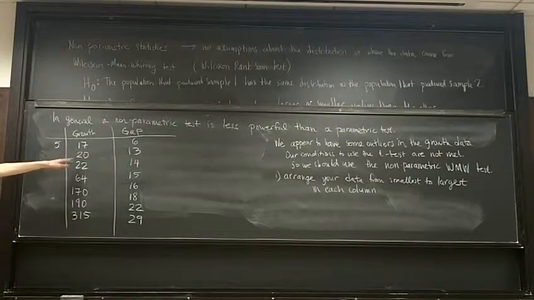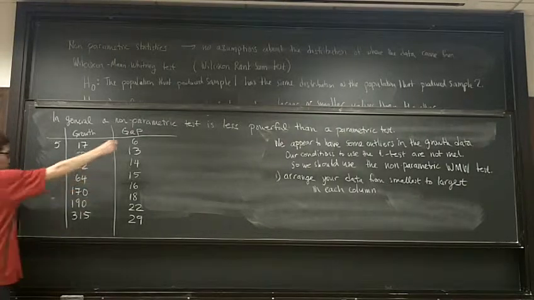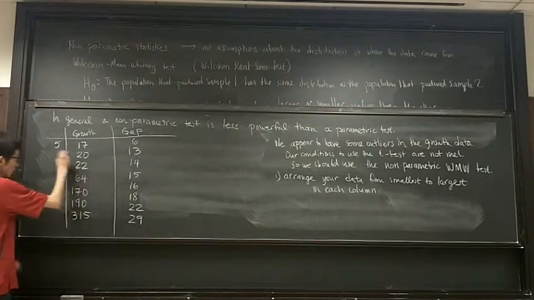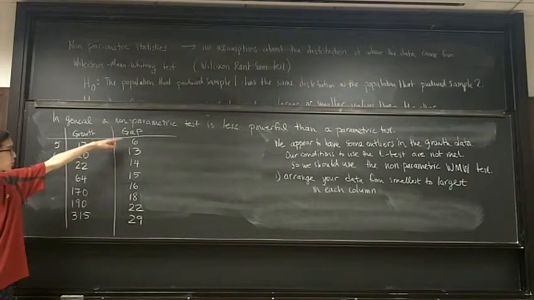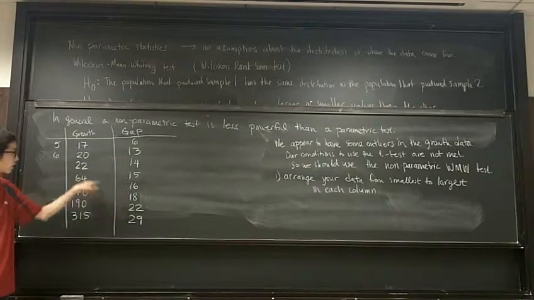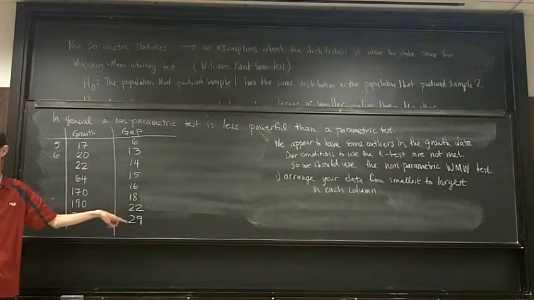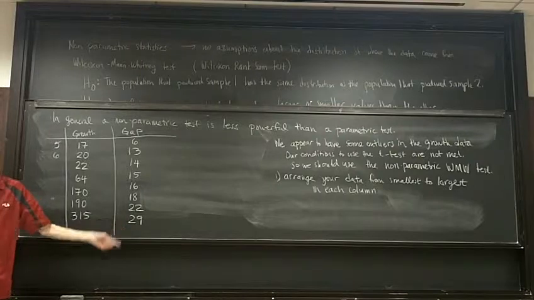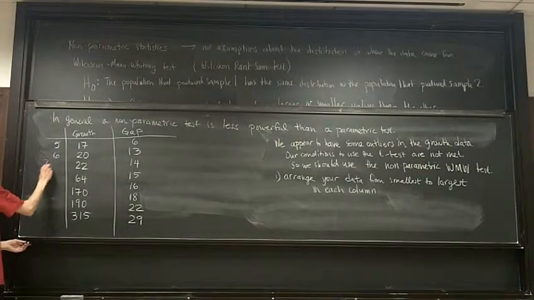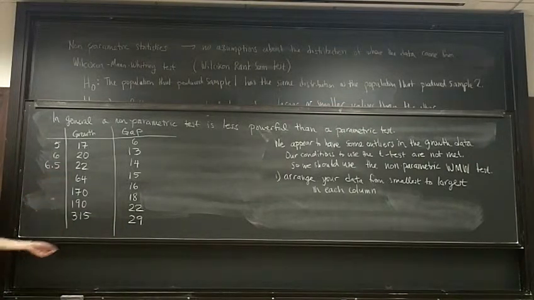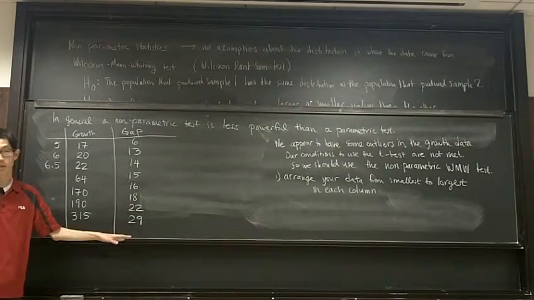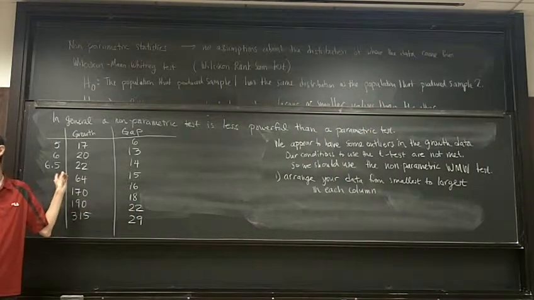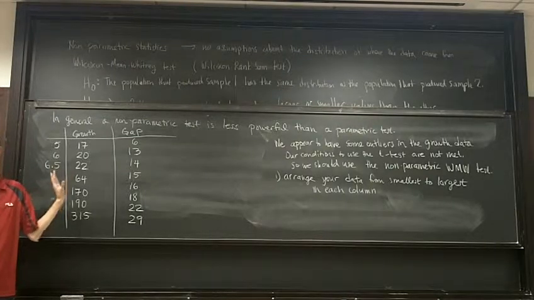And then I go to 20, and I do the same thing. How many numbers are smaller? 1, 2, 3, 4, 5, 6. And then with 22, I do the same. 1, 2, 3, 4, 5, 6. Anytime you see a tie, the ties count as half. So this would be 6.5. If there was another 22 in here, each of those 22s would count as a half, and I would put a 7 here. Does that make sense?